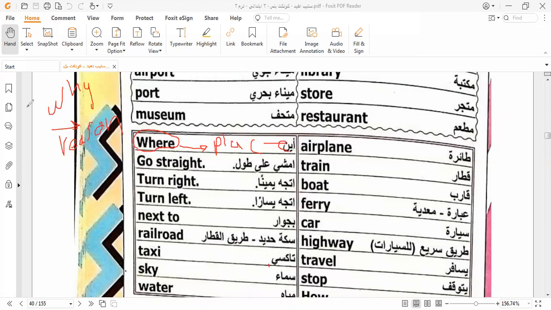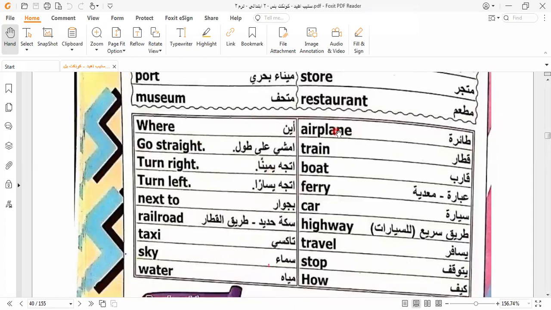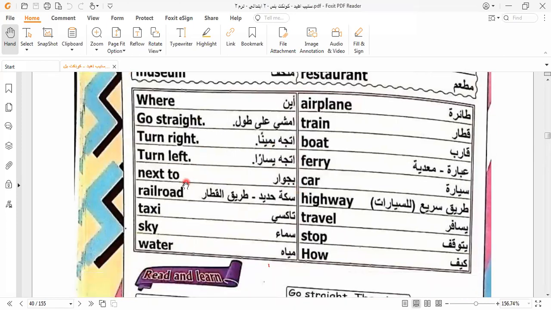Let's continue the rest of this part. Airplane: go straight, without going right or left. Go straight, okay? Go straight without turning right or left. This means go straight. We have train: turn right. Boat: turn left. Next to this is an expression, it must have no adjective.